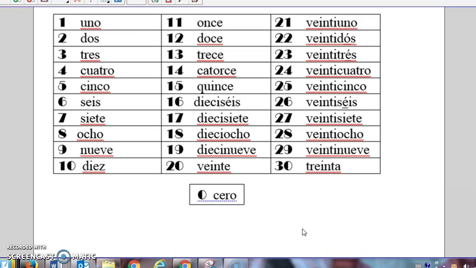Numbers 1 through 10, there's 0, cero, looks exactly like English. Take away the Z, add a C, you have cero. I want to highlight numero 4. Cuatro, the UA is called a diphthong, and it makes a wa sound, cuatro. Look at number 6, it's EI. When you see E, I in Spanish, that makes one.